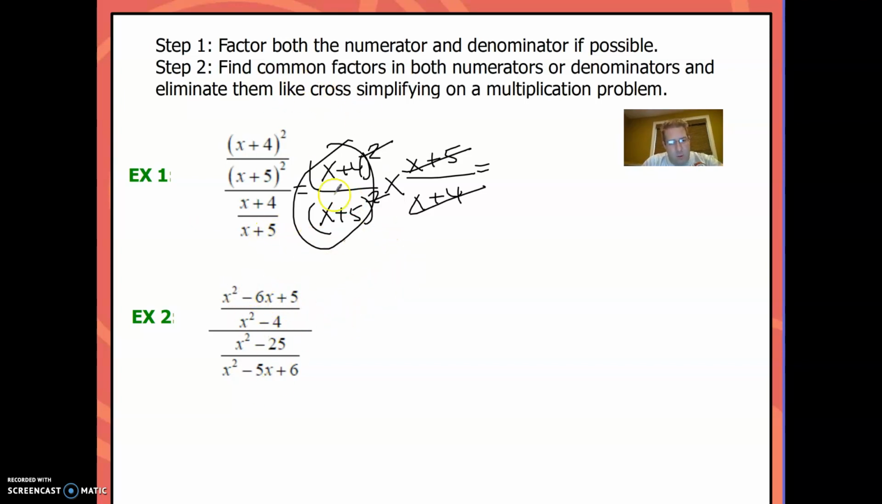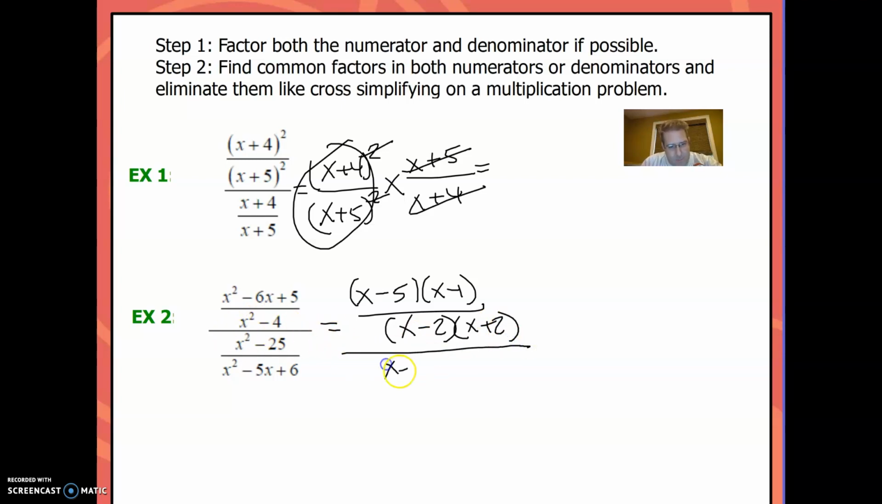So like I said before, the directions would be to factor completely. So this up here would be x minus 5 times x minus 1, over x minus 2 times x plus 2. So that can be factored as well. And then that all gets divided by x minus 5 times x plus 5. And then this is factorable. This can be changed into x minus 3 times x minus 2.